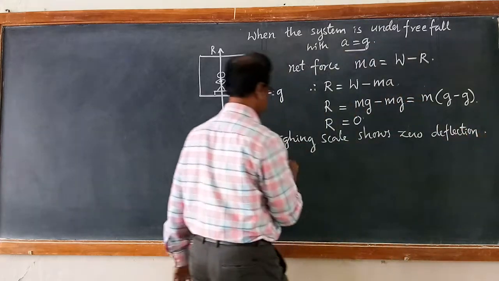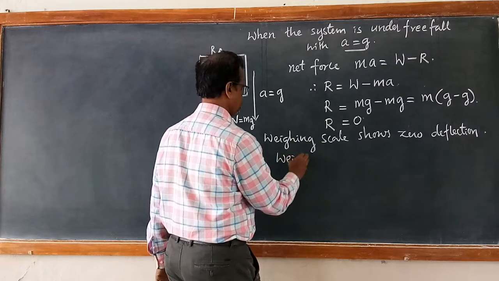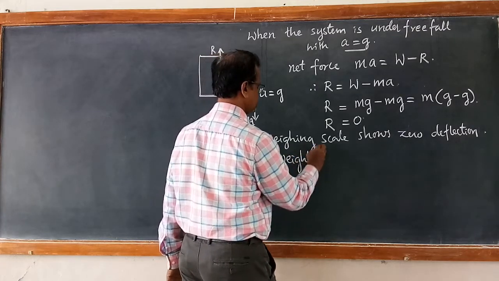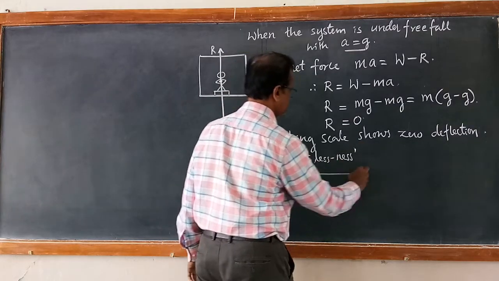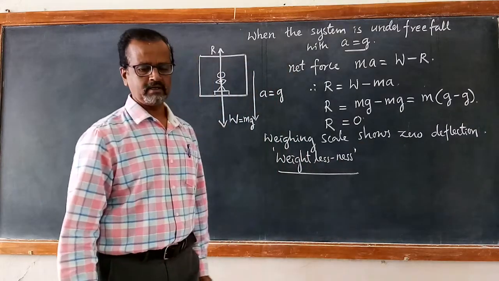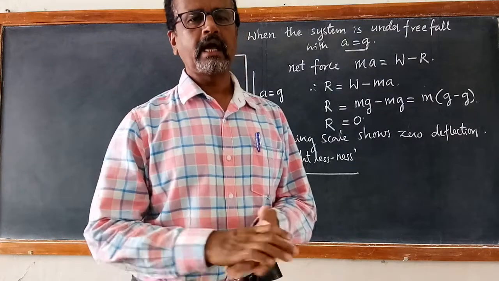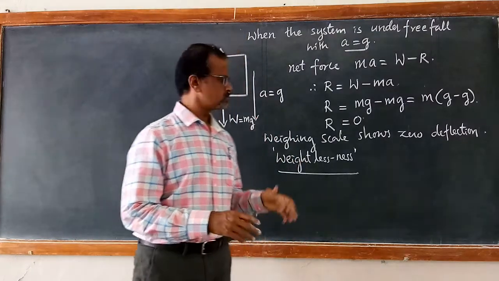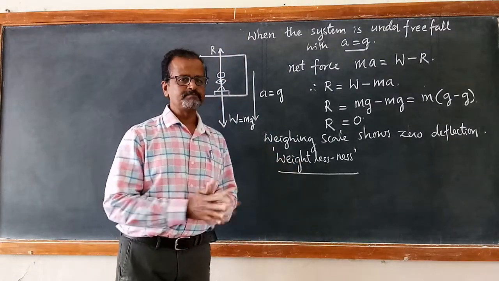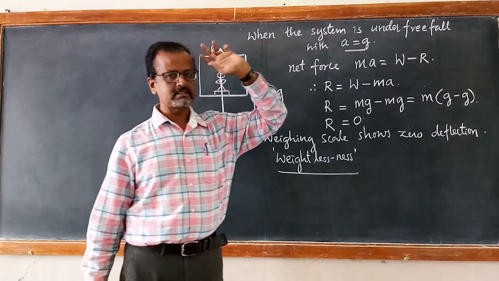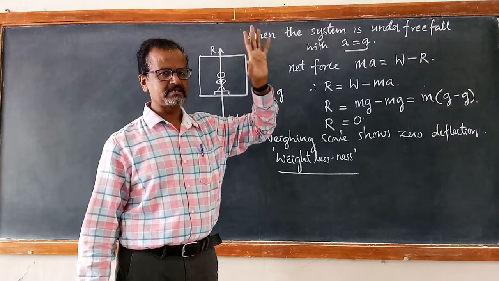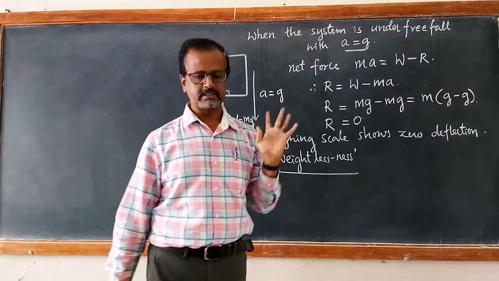And this is the case that is called weightlessness. Anything which is under free fall is said to be weightless. There is no weight being exerted on anything. So this is what we concluded. Earlier I took a equal to minus g. It's an error. It's not minus g. You should take a equal to g itself.